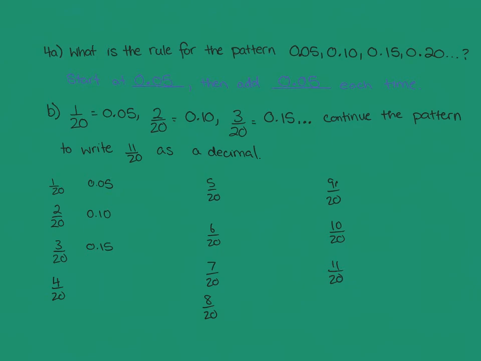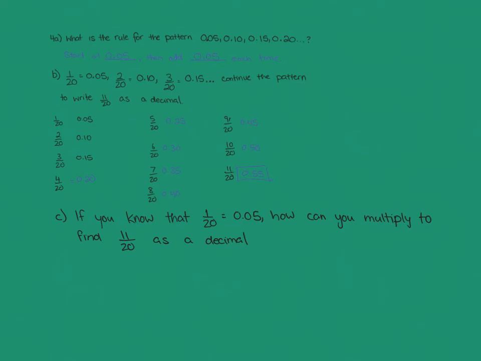I'm just going to change colors so you don't lose track with me, and we're going to go through. We're going to keep going up by 5 hundredths. So this would be 0.25, 0.30, 0.35, 0.40, 0.45, 0.50, and 0.55. So this would be our decimal equivalent to 11/20.